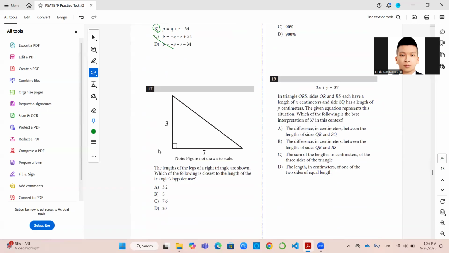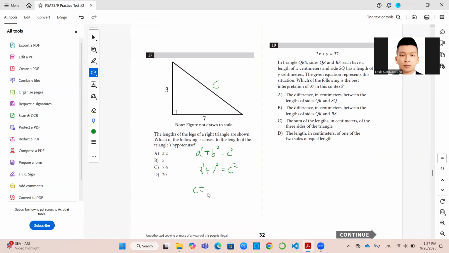The lengths of the legs of a right triangle are shown. Which of the following is closest to the length of the triangle's hypotenuse? If we want to get C here, remember a squared plus b squared is equal to c squared. 3 squared plus 7 squared is equal to c squared.